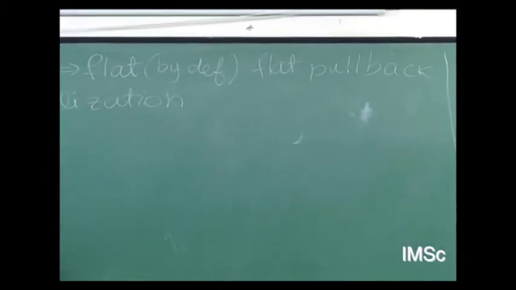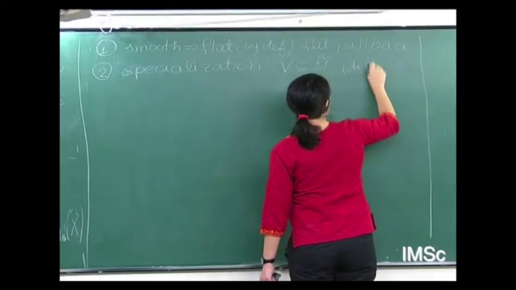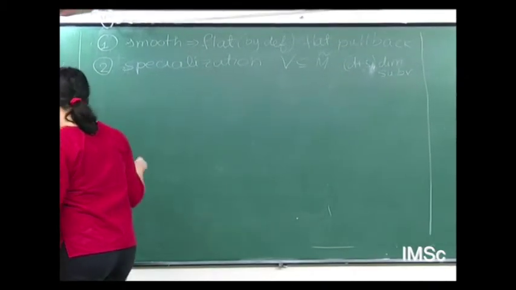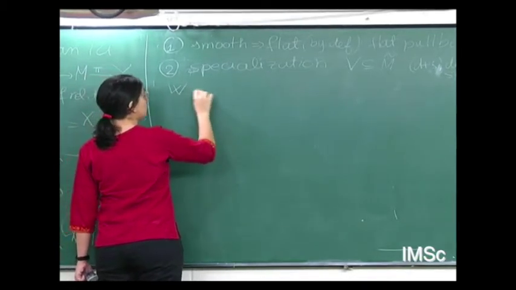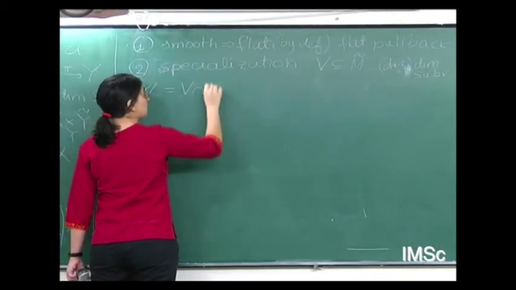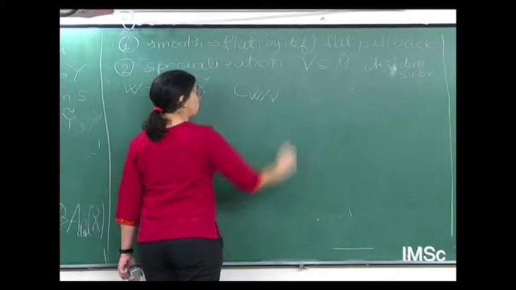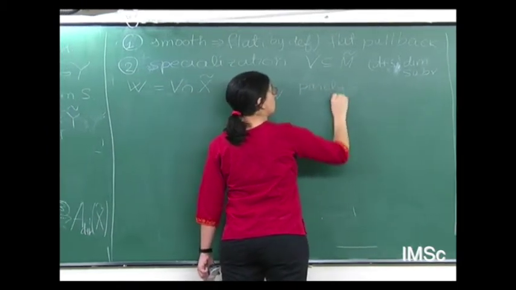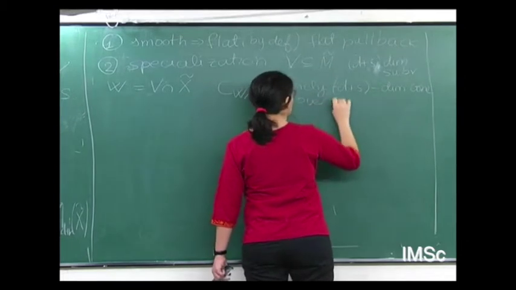So you have a cycle here, so you have V in M twiddle, a D plus S dimensional subvariety. And what you do is you associate to it, you take W to be the fiber product, the scheme theoretic intersection with X twiddle. And you construct C_W V. This is a purely D plus S dimensional cone over W.